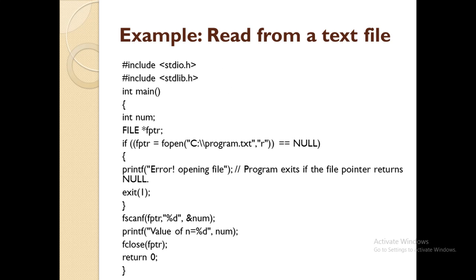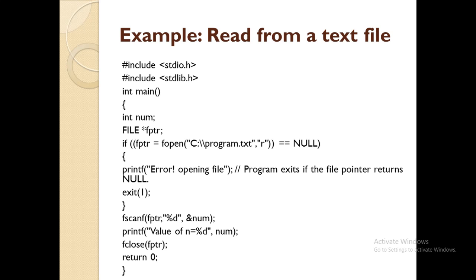In this example, we will discuss how to read from a text file. In order to read from a text file, first of all, a num variable has been created of integer type. Then a file pointer has been created of file type. As we did in the previous example, we are checking whether the file pointer is pointing to some valid file or not. But before checking that, first we are opening the program.txt file using the fopen function in read mode, and then assigning that pointer to fptr.